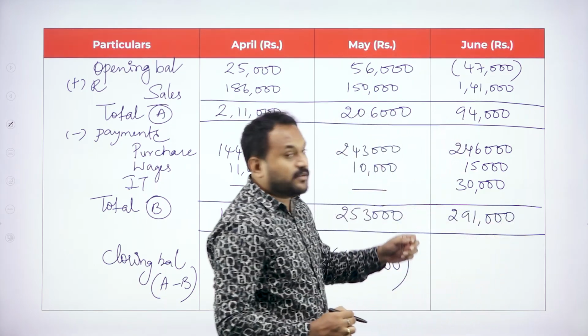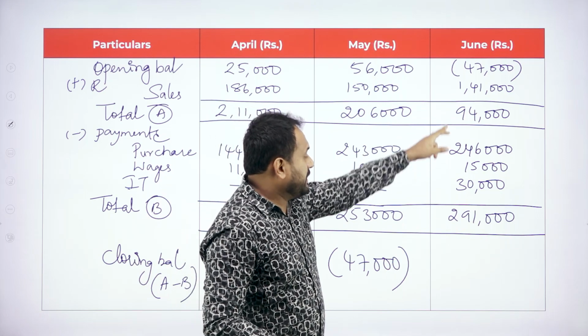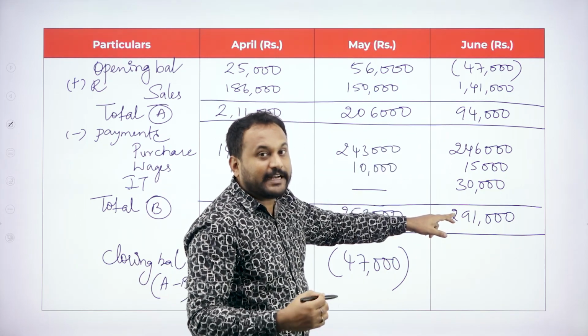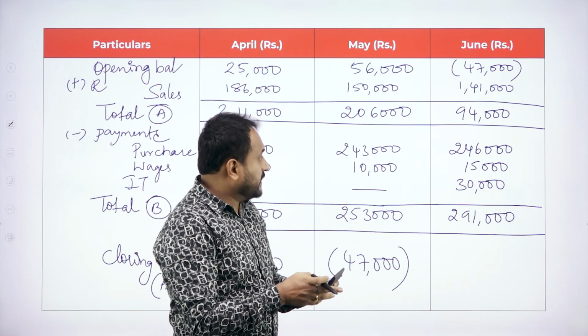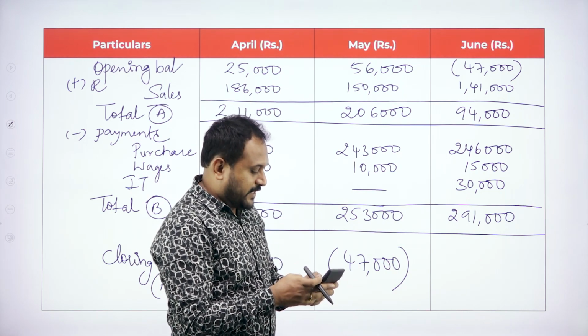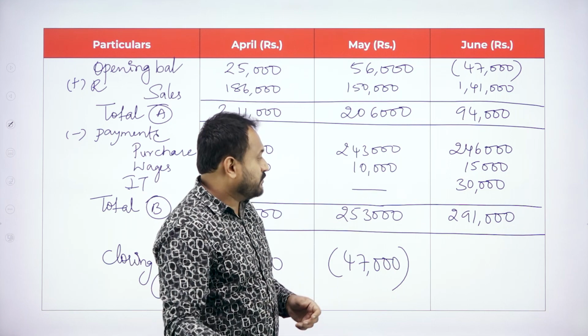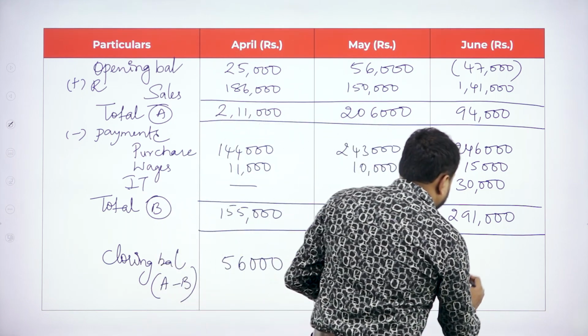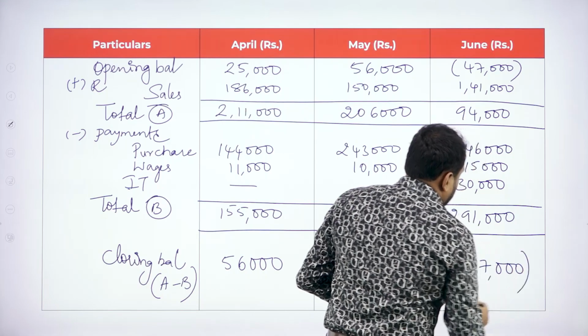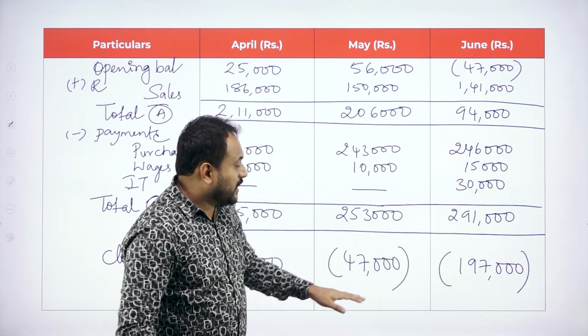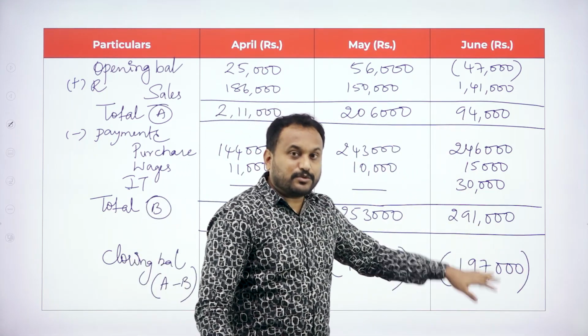2,91,000. Now we need to actually subtract, that is A minus B. That's how you will get negative here. Again, it is 291 minus 94. So it is 197. So again, it is negative 197. 1,97,000 is a deficit, in the sense you don't have money.